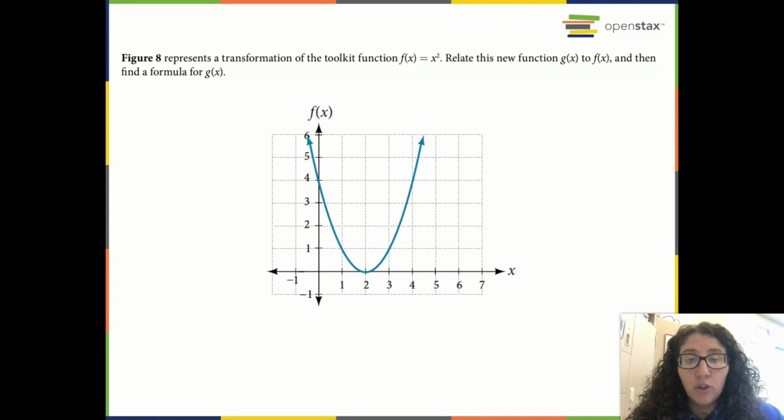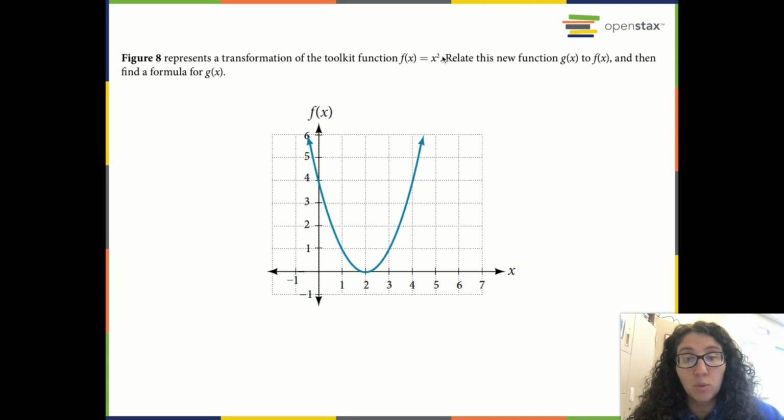All right, here's another toolkit function. This is a transformation of the toolkit function f of x equals x squared, which is just a parabola, and the vertex is at the origin. So this looks like it's been transformed by being shifted to the right by 2. Why don't you take a minute and write down what you think the equation of this new function, g of x, would be.